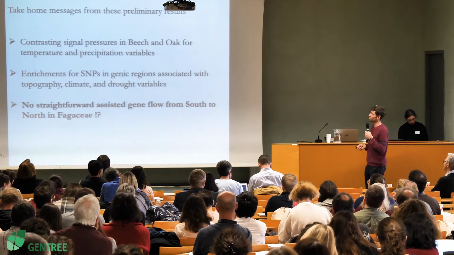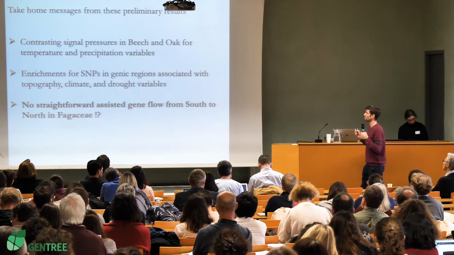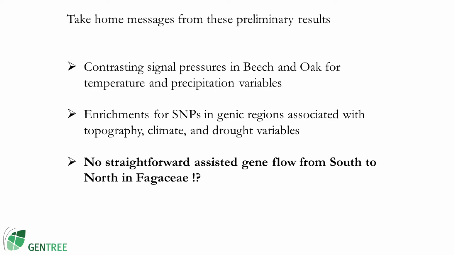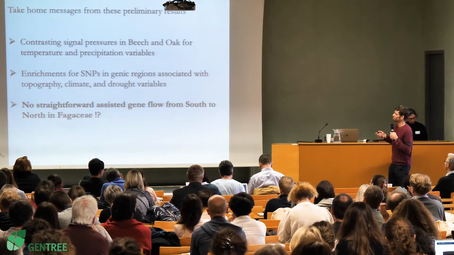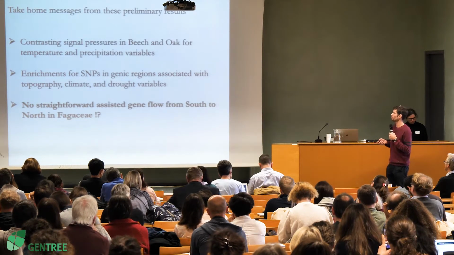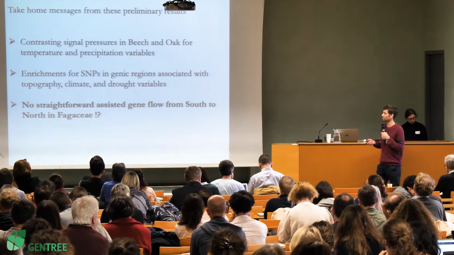So just to sum up, again, these are very preliminary results. We have contrasting selection pressures in beech and oak for temperature and precipitation variables. And it's quite interesting because there is still this hypothesis of whether oak or beech is more adapted or will cope with climate change in a different way. And then we have a significant enrichment for SNPs in genic regions associated with topographic, climate, and drought variables.